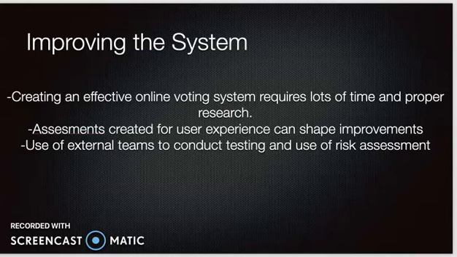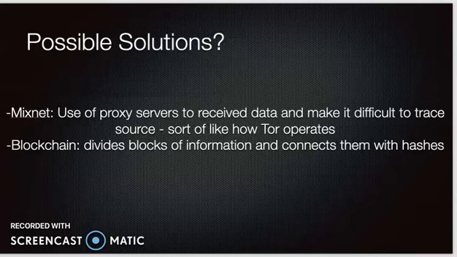Another thing mentioned was the use of assessments for user experience to help see where the flaws are within the system, and the use of external teams to conduct testing and to also figure out those risk assessments themselves. Possible solutions. The first I found was Mixnet, which is a proxy server that receives data and makes it difficult to trace back the source, kind of like how Tor operates, and also blockchain, which divides information into blocks and connects them with hashes. And this is my presentation.